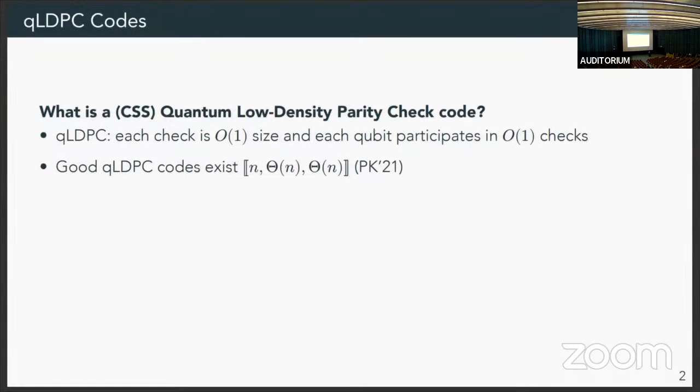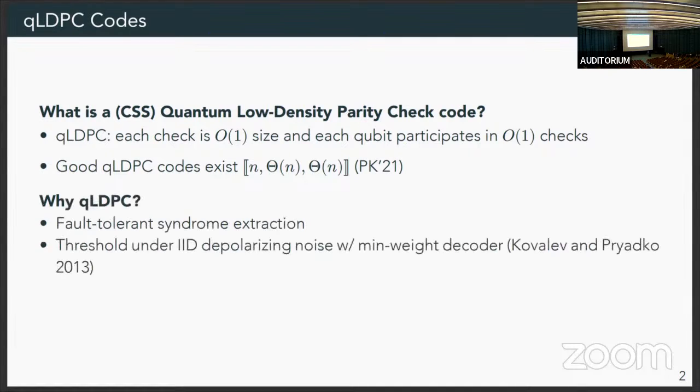So first, let me begin by just defining a quantum low density parity check code. It's simply one where each check is of constant size and each qubit participates in a constant number of checks. And in particular, we now know as of 2021 with the work by Panteleev and Kalachev that good quantum LDPC codes exist. That is one that encodes a linear number of qubits with a linear distance.